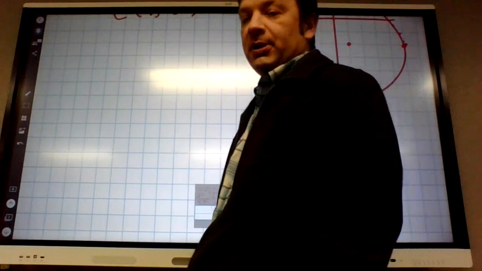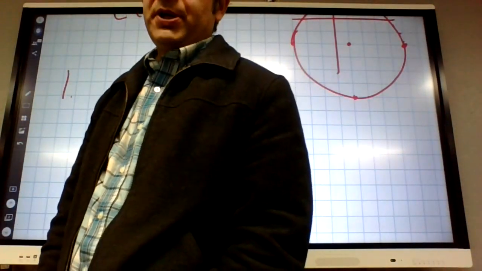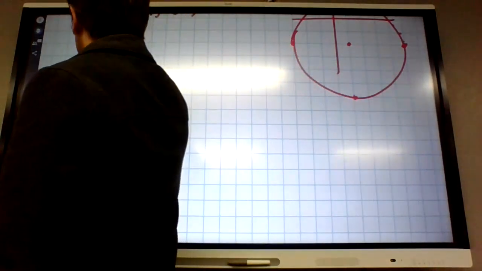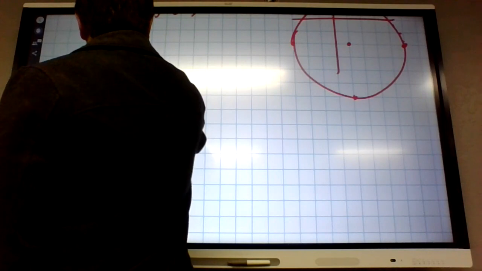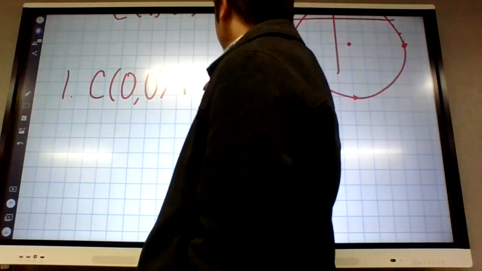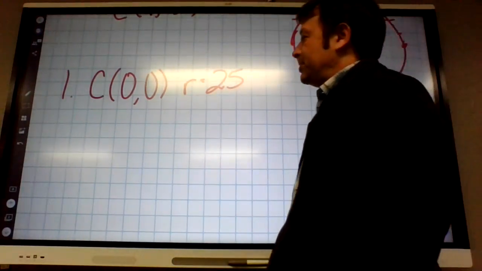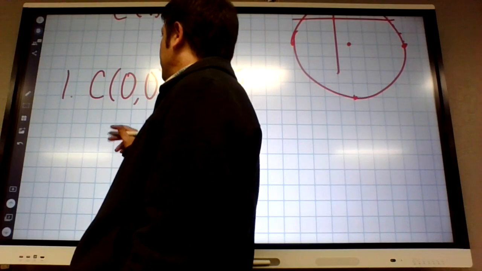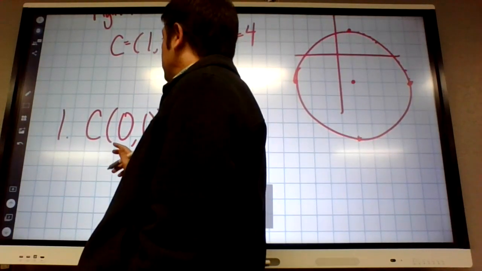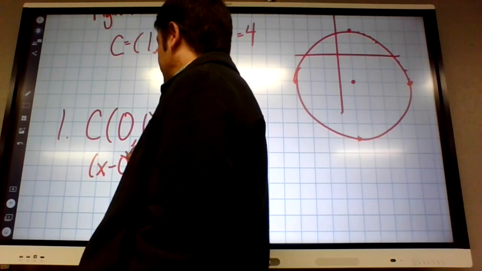So, number 1 says, write the equation of the circle centered at C with radius r. C is at 0, 0, and the radius is 25. A little bit tricky. If the center is at 0, 0, what's the first part of the equation going to look like? x minus 0. What's the same thing as x minus 0?